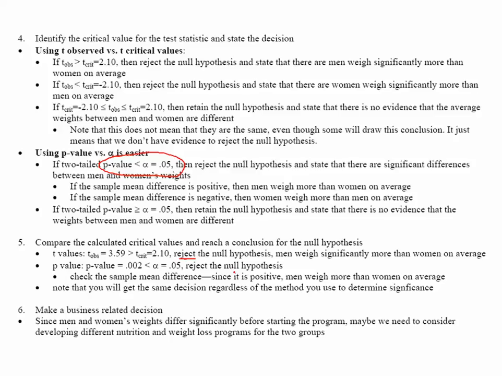Now, what does this really mean? Since men and women weigh different statistically and significantly before starting the program, maybe we need to consider developing a different nutrition or weight loss program for the two groups. Or another way that we can look at it is maybe we need to look at weight loss as a percentage of beginning weight rather than the total weight, which would be more important.